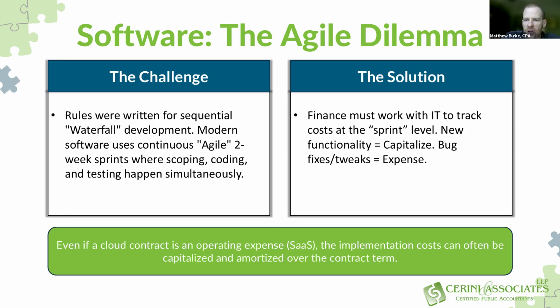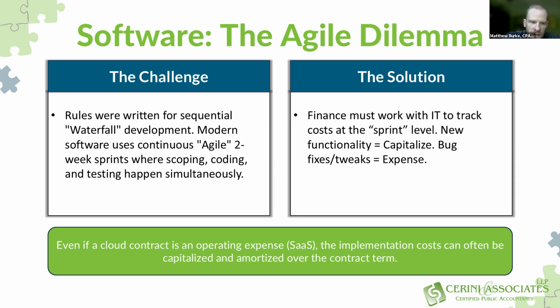So the solution is finance must really work with IT. This is the challenging part. The finance people, the accountants, are not the developers. So they don't really quite understand this. They're not trained in technology and software development. So they need help from the IT folks, the software coders, and whoever else to bridge the gap between what's happening in the software and how that meshes with the accounting literature to make sure that you're capitalizing and expensing things at the right point in time.